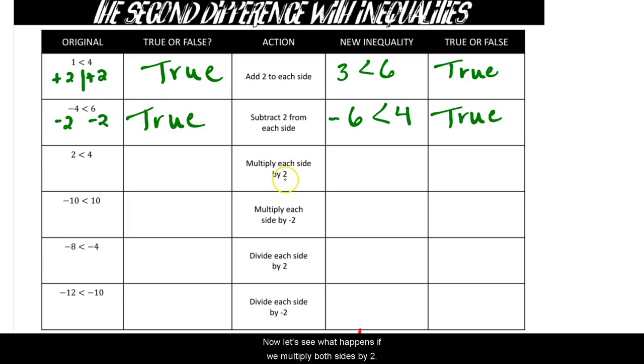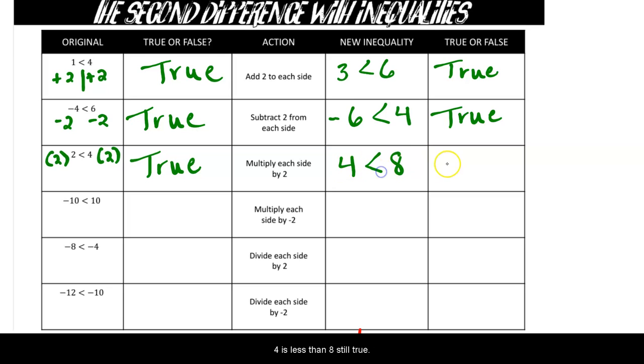Okay, now let's see what happens if we multiply both sides by 2. So I'm going to multiply both sides of this inequality by 2, which is 2 is less than 4. From the beginning, we know that it's true. If I multiply 2 times 2, I'm going to get 4. On the other side, if I multiply 4 times 2, I'm going to get 8, and 4 is less than 8, so that's still true.